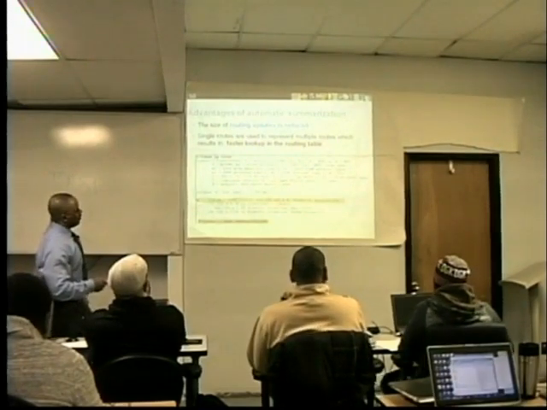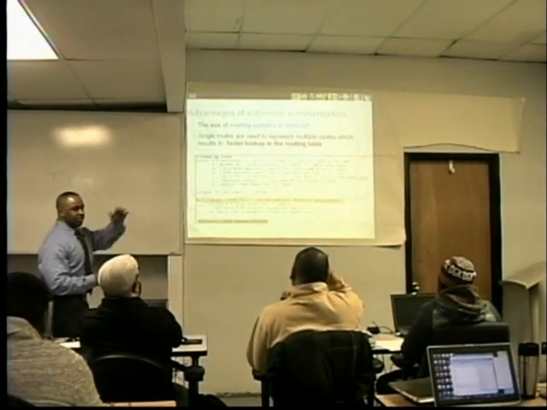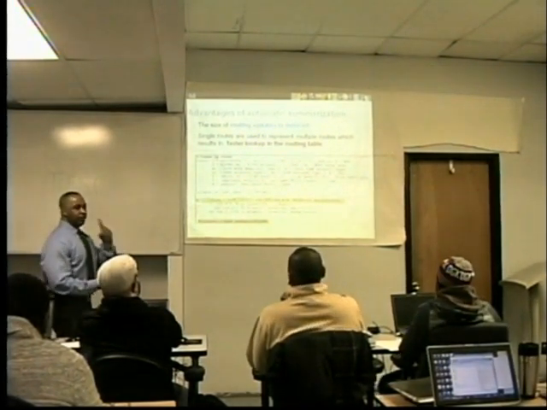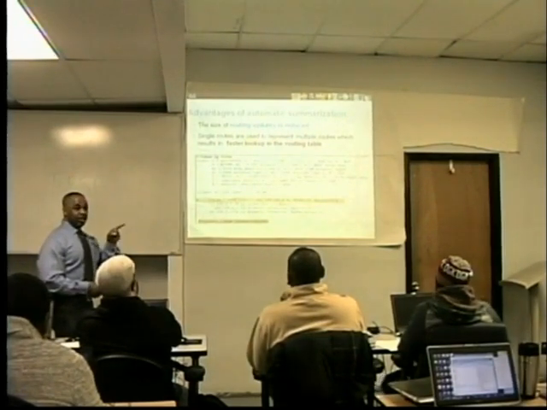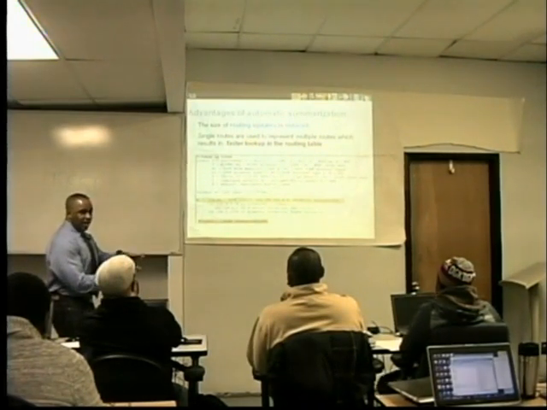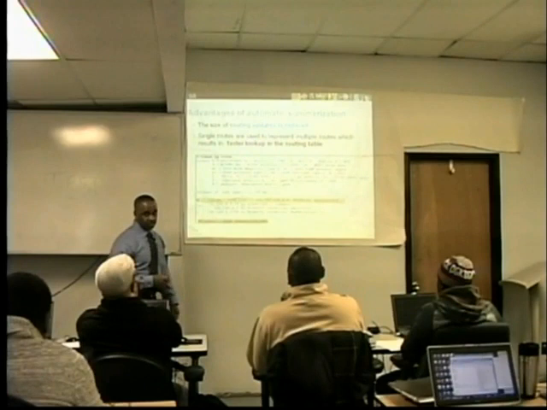The advantages of automatic summarization. Routing tables are reduced. So instead of having a list of various networks, we summarize at the classful boundary. The receiving router ends up with one entry in its routing table. As a result of that, the routing table is minimized, and now we end up with a faster lookup process.